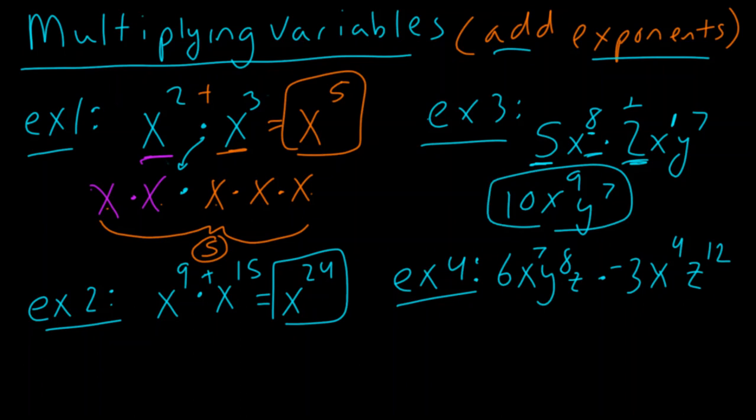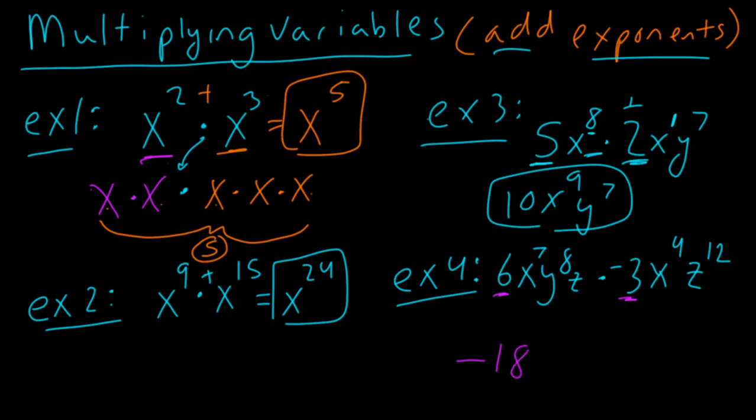Let's go ahead and look at a more complex, yet still very easy example. Example number 4. So it's telling us this: 6x to the 7, y to the 8, z, times negative 3x to the 4, z to the 12. Okay, I'm going to underline the 6 and the negative 3 in purple. Remember, normal numbers behave normally. 6 times negative 3 will give me negative 18.